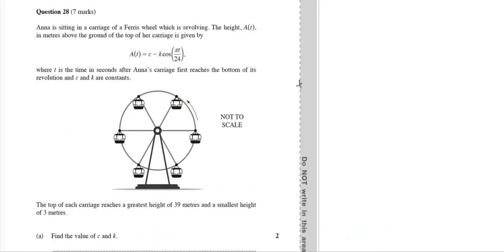Question 28. Anna is sitting in a carriage of a Ferris wheel which is revolving. The height, A as a function of t in metres above the ground, is given by this function, where t is the time in seconds after Anna's carriage first reaches the bottom of its revolution. c and k are constants. The top of each carriage reaches a greatest height of 39 metres and a smallest height of 3. Find c and k. Okay, pause here to do it yourself.